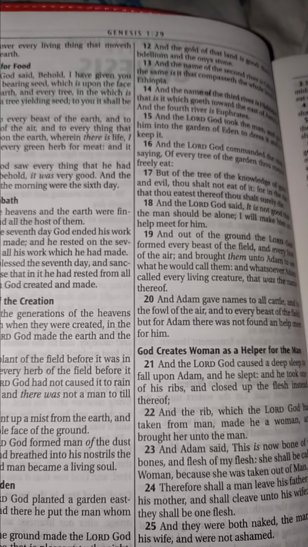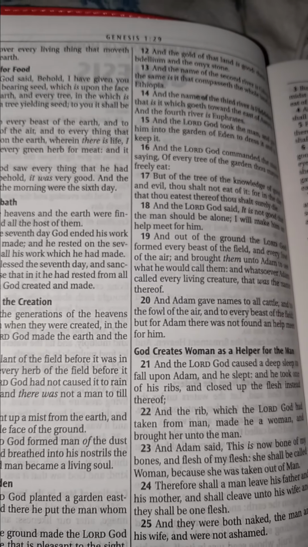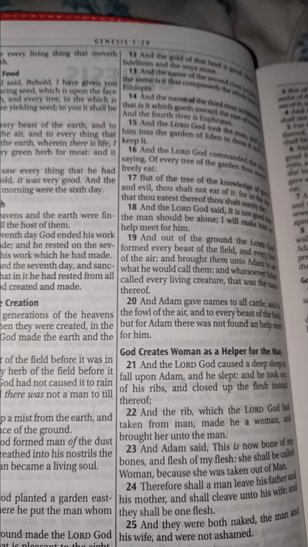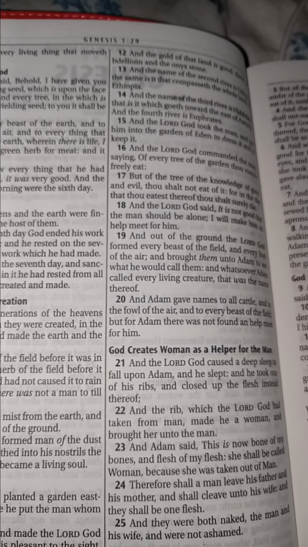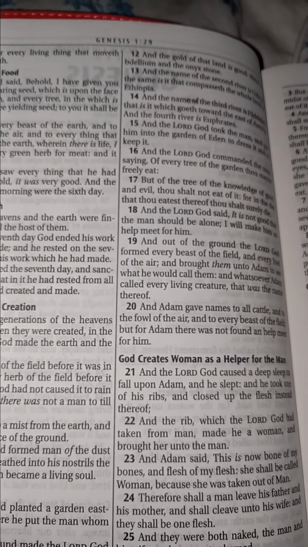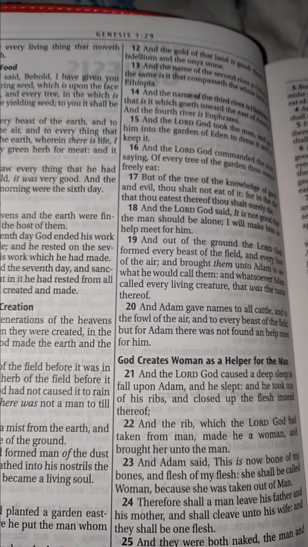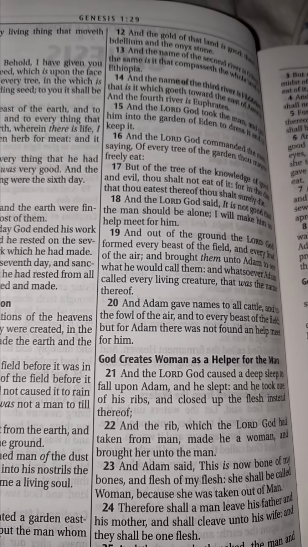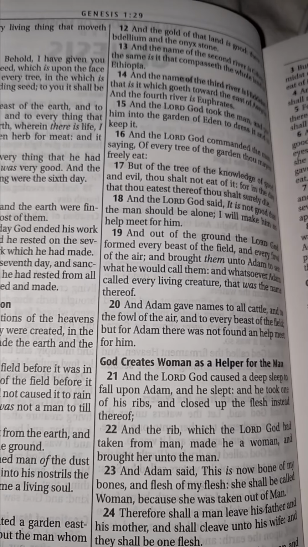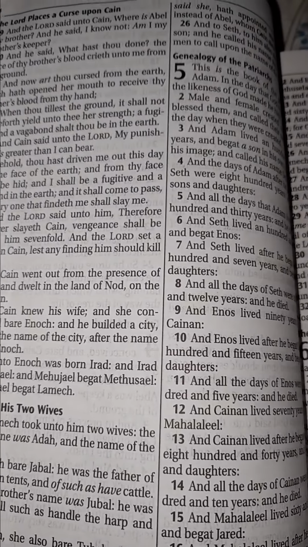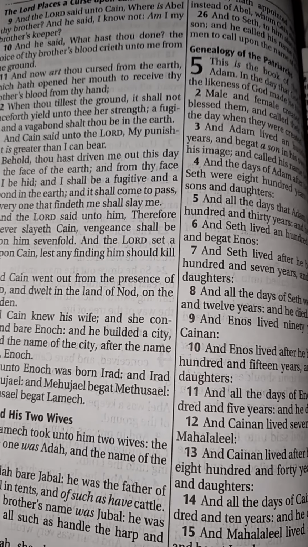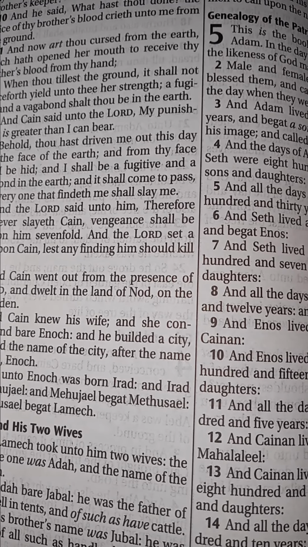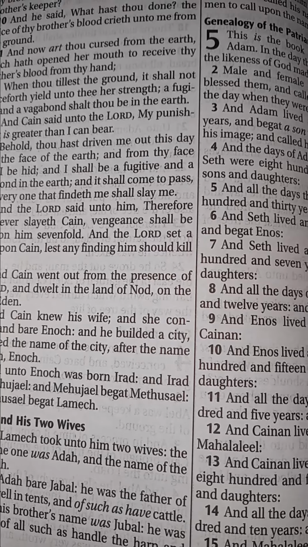Now, Adam and Eve got kicked out of the garden after they sinned. They got kicked out of the garden, so most likely they went to Ethiopia. And Noah was most likely in Ethiopia, or was most likely in Africa at the time of the flood. Yeah, Noah was in Africa at the time of the flood.